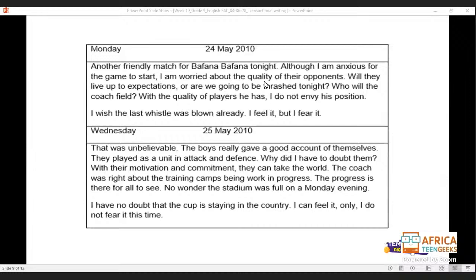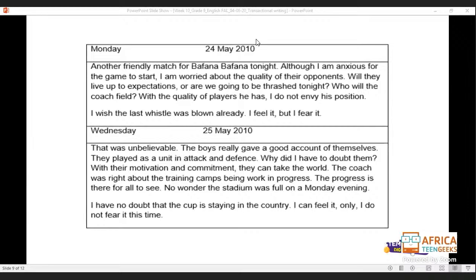Okay. All right, thank you, Yoliswa, for reading the diary entry on the 24th of May, 2010. Okay, who would like to read Wednesday? Okay, Amahle. All right, Amahle, I'm going to unmute you. Amahle, can you hear me? Yes, ma'am. Can you hear me? Very well.